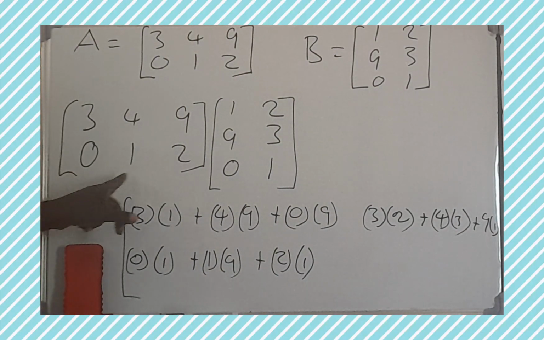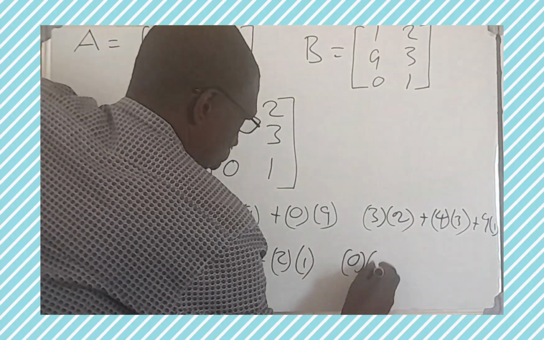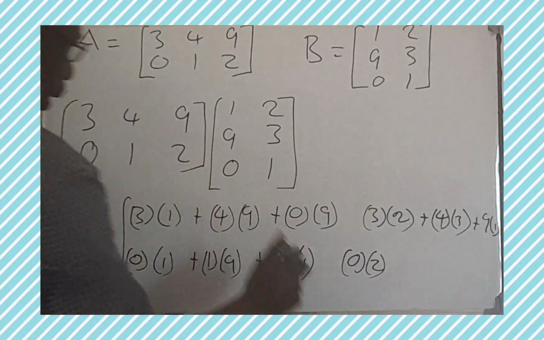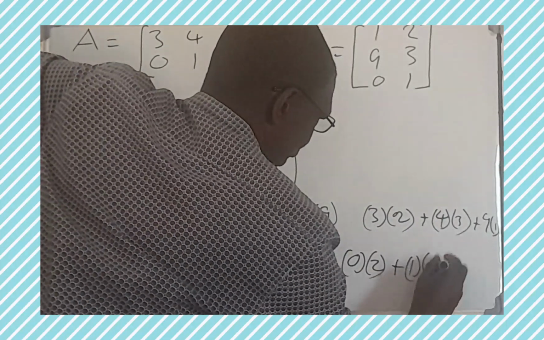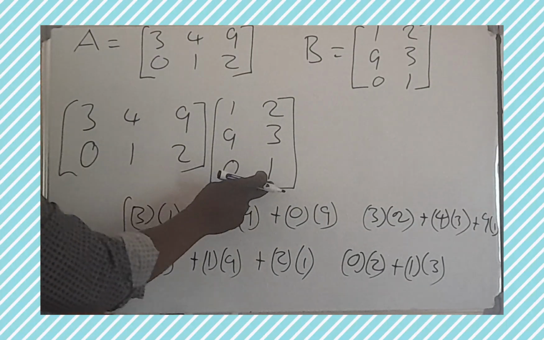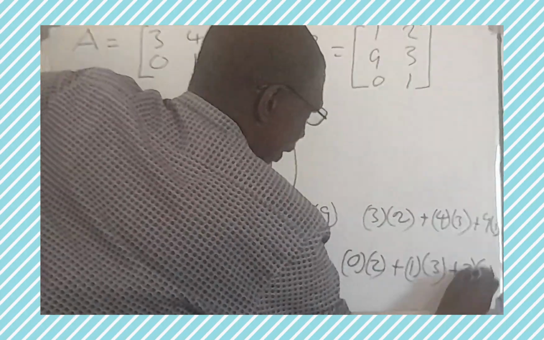Then we come over here again. A 0 multiplied by a 2. So 0 multiplied by 2. A 1 multiplied by a 3 plus a 2 multiplied by a 1.